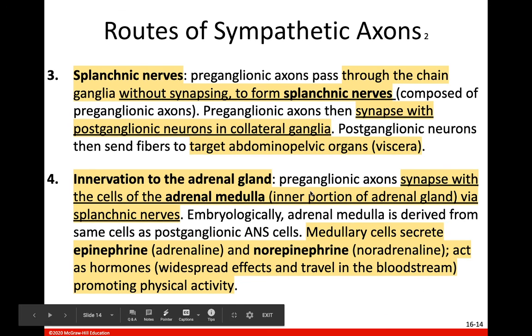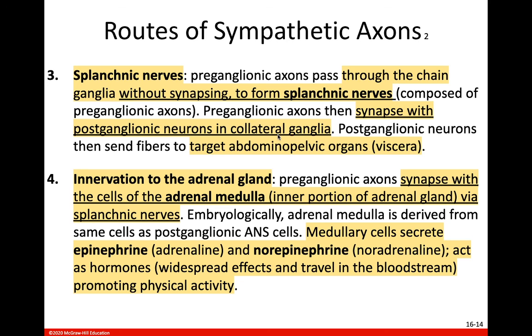Okay, our third route, this is going to involve our collateral ganglia. So the preganglionic synapses with the postganglionic in the collateral ganglia. Basically what happens here is that the preganglionic goes through the chain ganglia, but it doesn't synapse with the postganglionic in the chain ganglia. It leaves the chain ganglia as a splanchnic nerve. Okay, so the preganglionic goes into the chain ganglia, but doesn't synapse with anything. It comes directly out as a splanchnic nerve. That's what this is, splanchnic nerve.